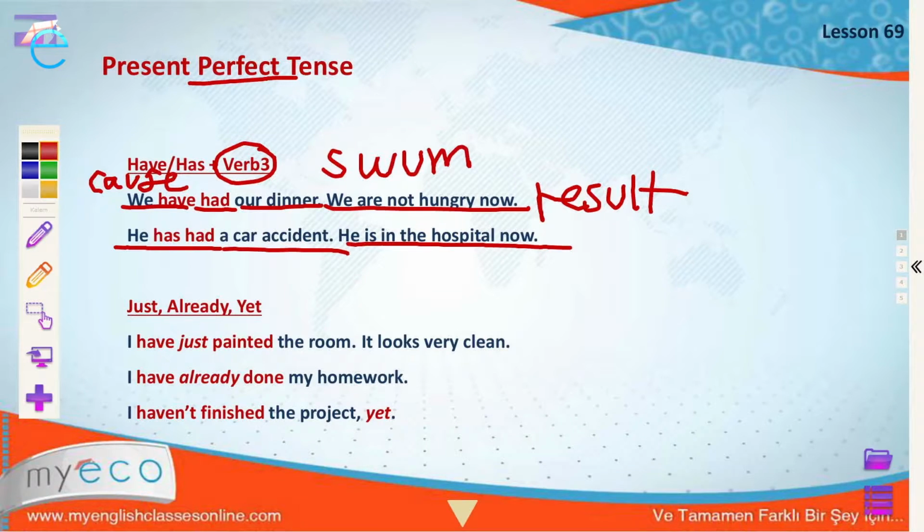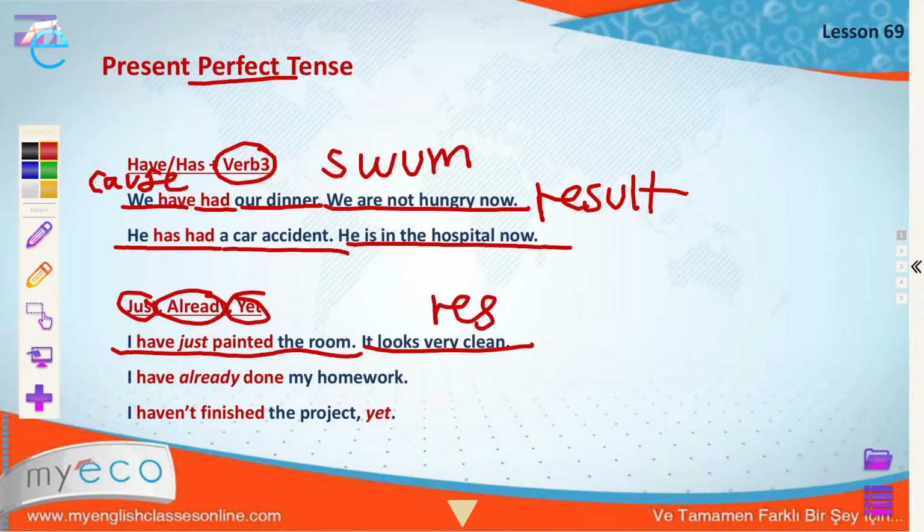Just, already, and yet. We use the present perfect tense with just, already, and yet. For example, I have just painted the room. It looks very clean. This was a short time ago, but we don't know exactly when. Also, the result is that it looks very clean.